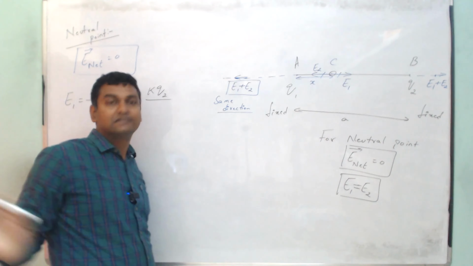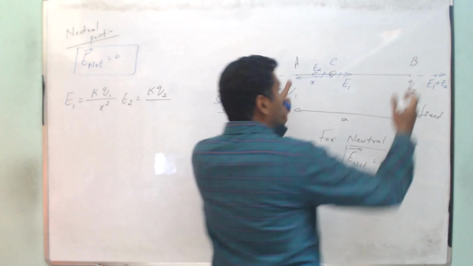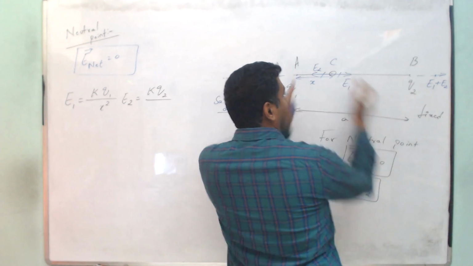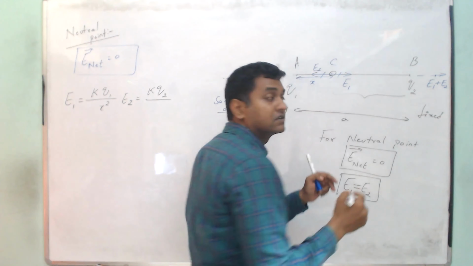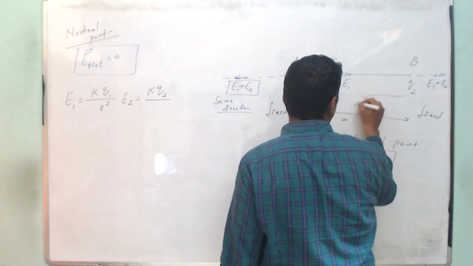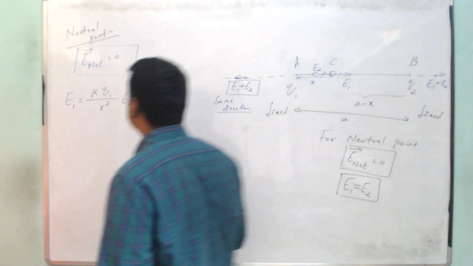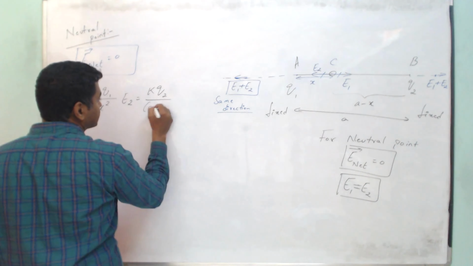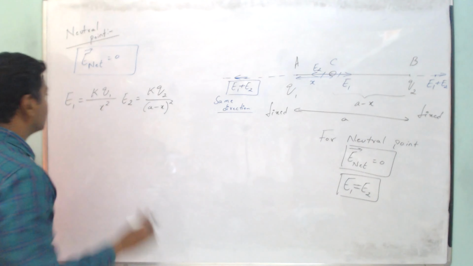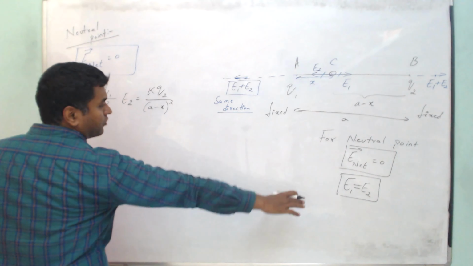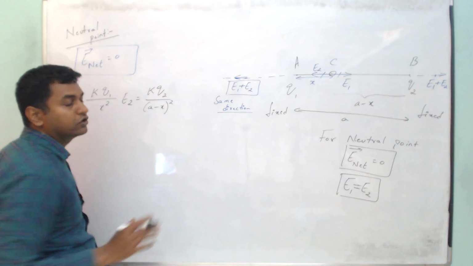You haven't written. Good. So total distance is A and this distance is X. So the remaining distance will come out as A minus X. So here I'll substitute A minus X whole square, correct? Yes. Now, for my neutral point, my E1 should be equal to E2.